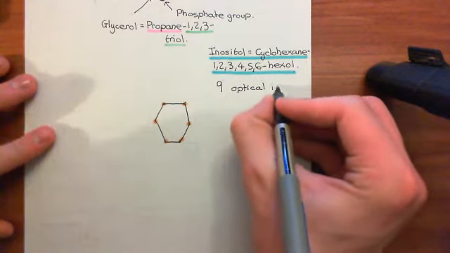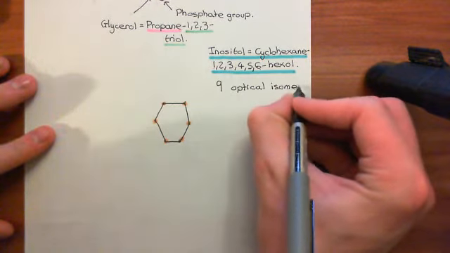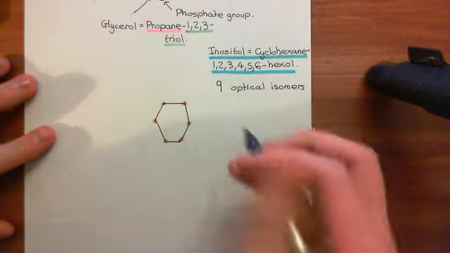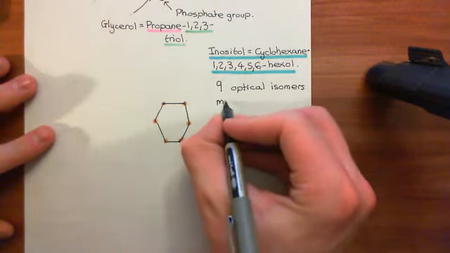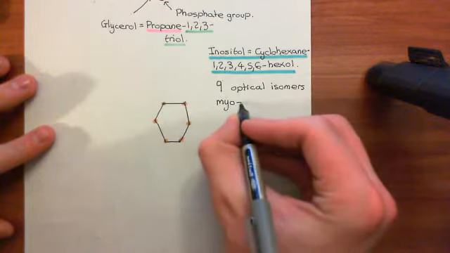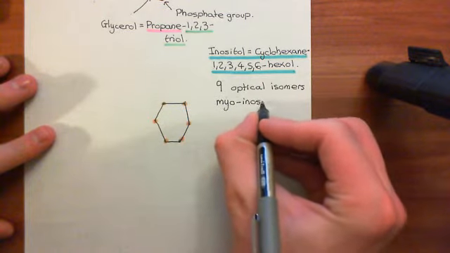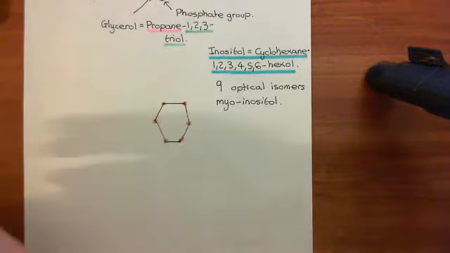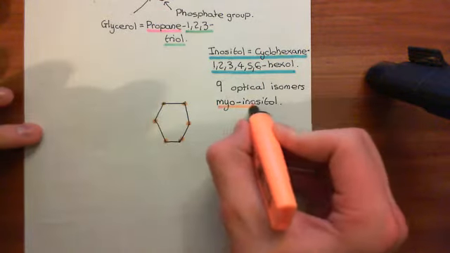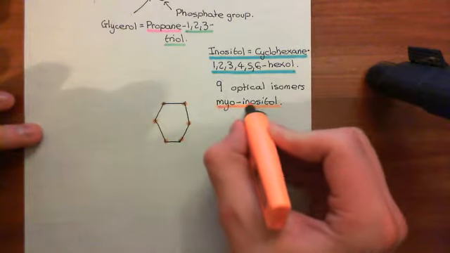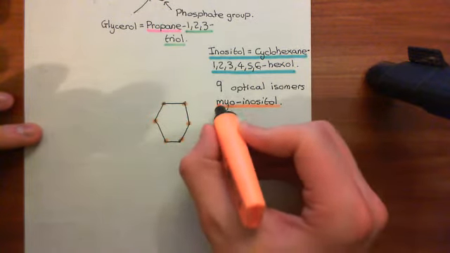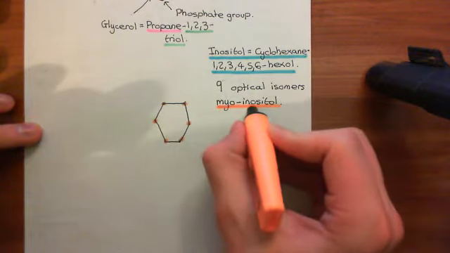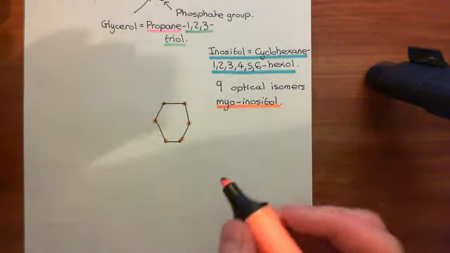Now, we're not going to go through all of the 9 different optical isomers of inositol, and the reason is we don't have to, because only one of them is actually used in cells. The optical isomer of inositol used within biological systems is myo-inositol. Okay, so if you ever hear people referring to myo-inositol and think, what on earth are they talking about? Muscle-inositol? No, all it means is the optical isomer of inositol that's actually used in cells.